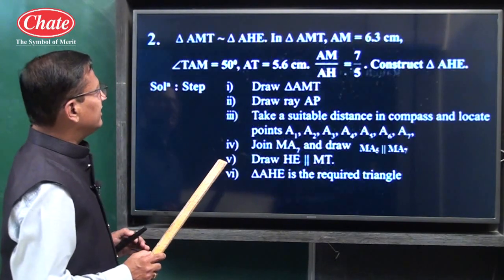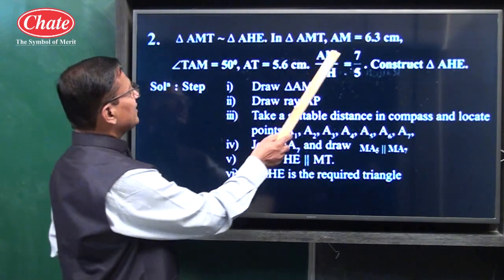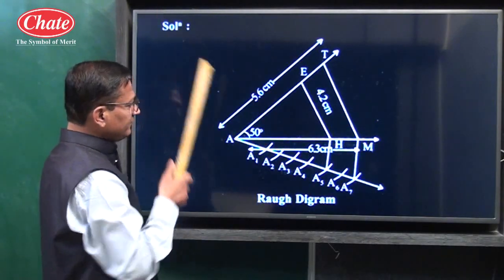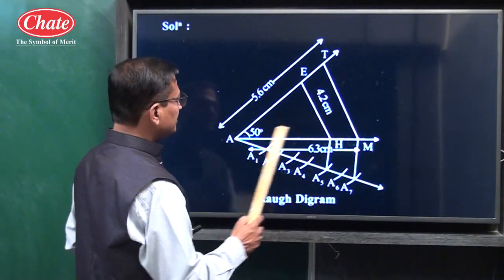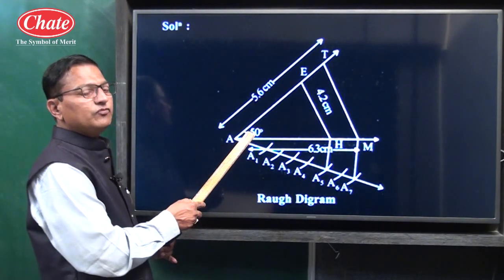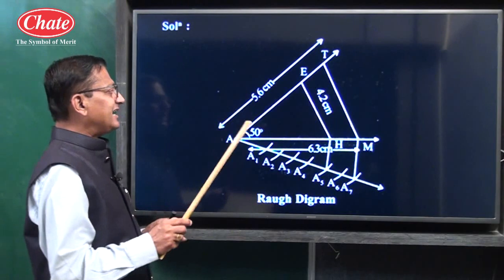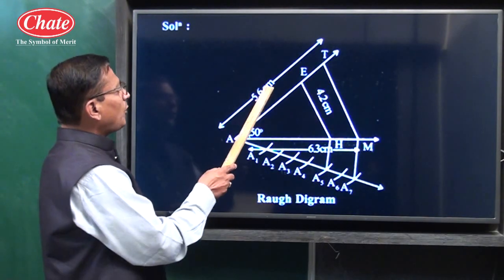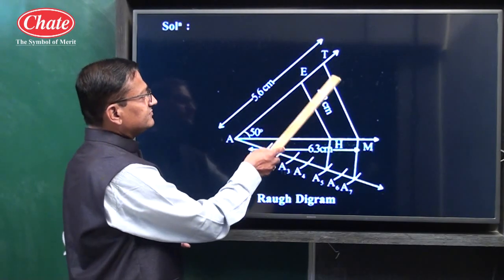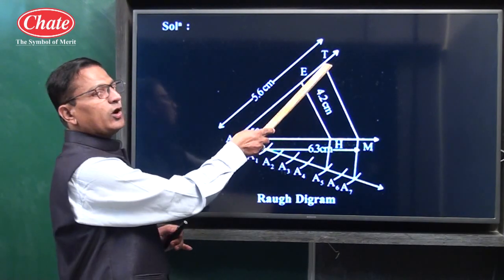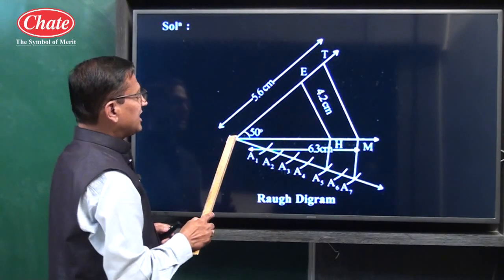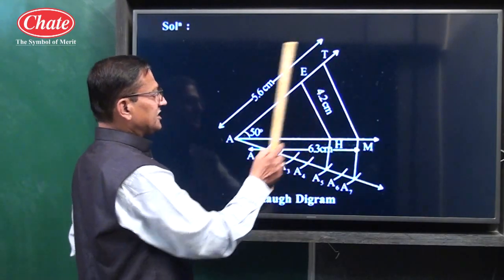See here, given things for AHE, AM is equal to 6.3. First draw AM equal to 6.3. This angle is equal to 50 degrees. Take distance 5.6 centimeter in compass and draw an arc. Here we get point T. Join T and M, we get triangle AMT.